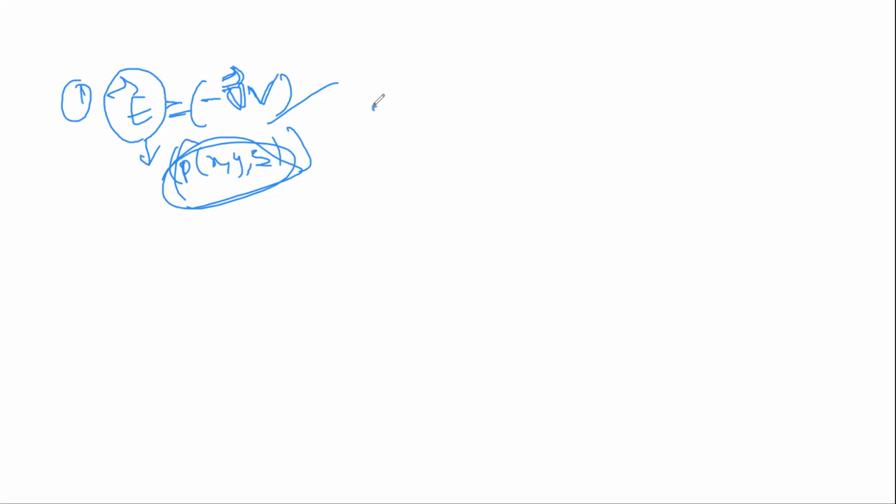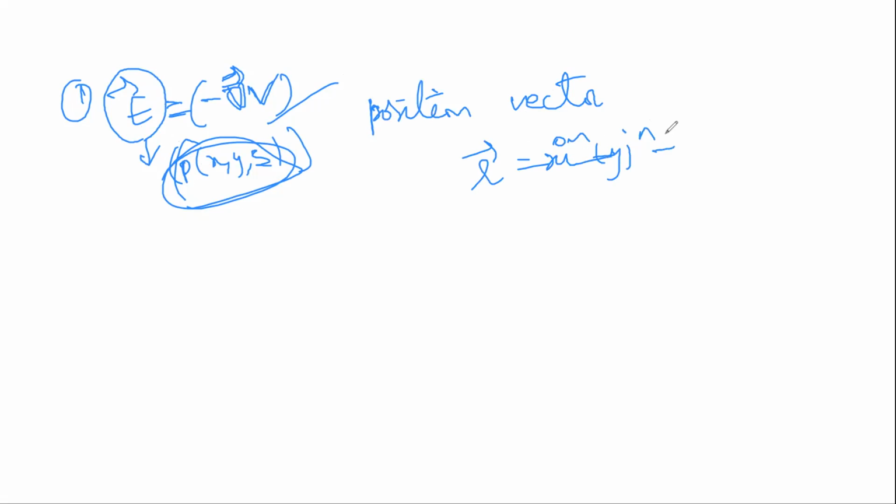Now regarding the position vector, let us do some problems on position vector. So we know that the position vector r bar is equal to x i cap plus y j cap plus z k cap, right? So we know that.